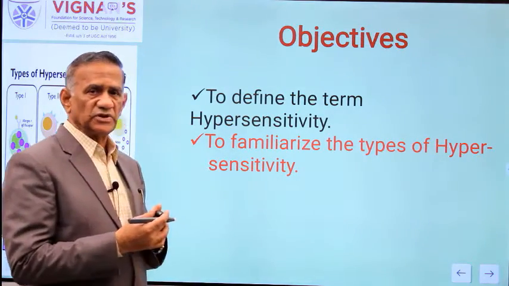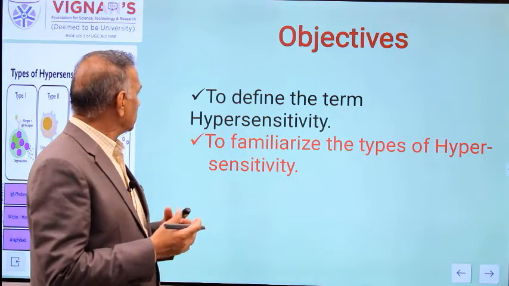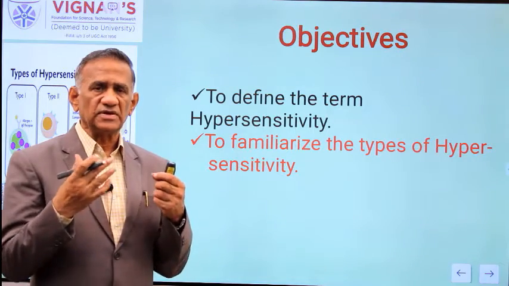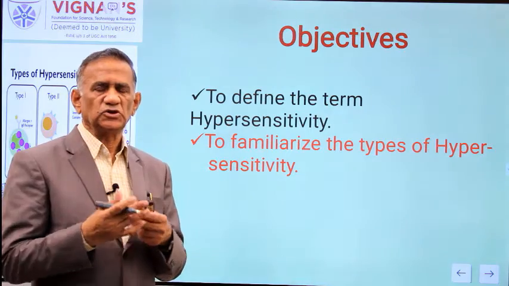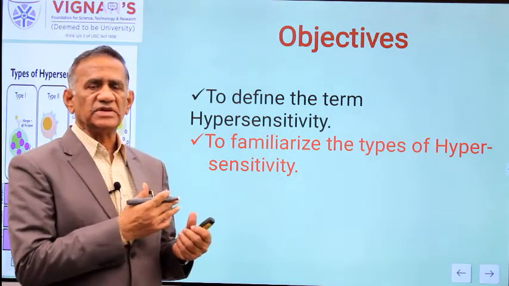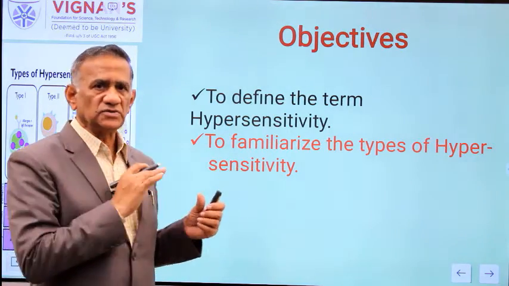So now the objectives of this particular topic, hypersensitivity reactions, are to define the term hypersensitivity. Hypersensitivity is the one which is causing a tissue damaging immune response. We also say hypersensitivity is the one which we do not want, an unwanted immune response. So that's what is happening here.